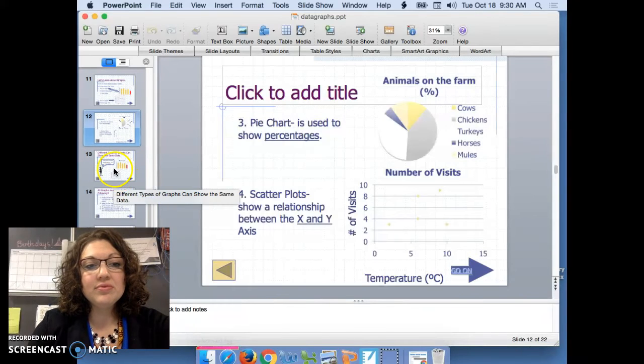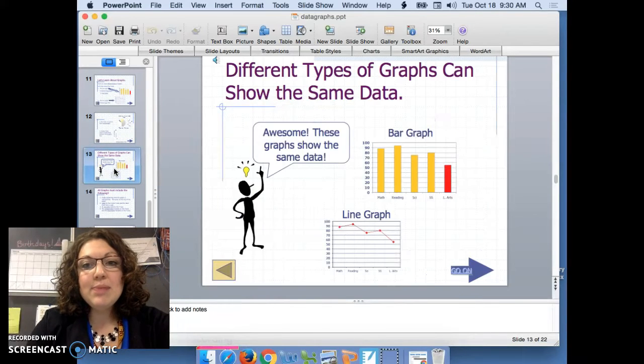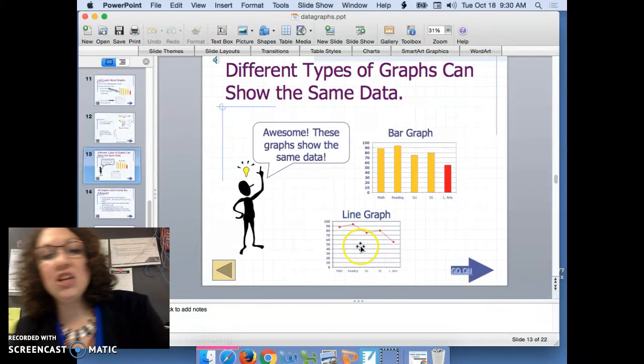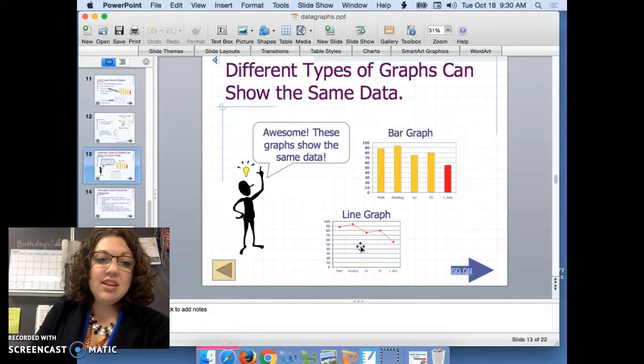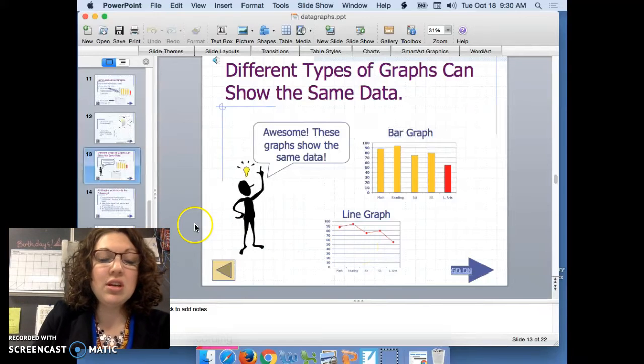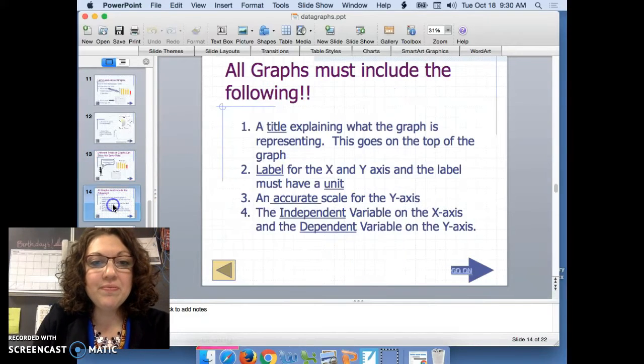Different types of graphs can show the same data. You can have a bar graph that shows your percentages in your classes, and you can have a scatter plot that shows your data in the same percentages.